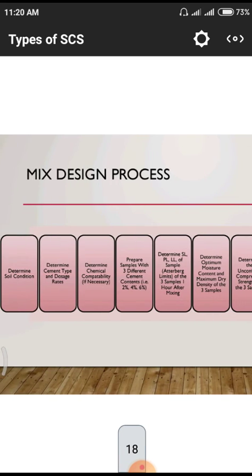This is the mix design procedure. Determination of the soil condition is the first step. Determine the cement content and its dosage. Next one is the chemical compactability, third condition. Fourth one is to prepare the samples with three different cement contents.